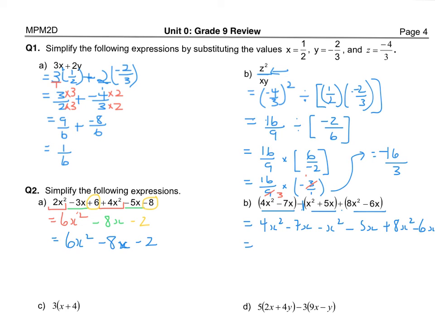All right, and then we want to collect like terms again. So my x squared terms, I've got 4x squareds. I'm going to minus an x squared, so I'm at 3x squared. But then I'm going to add 8x squared. That will give me 11x squareds. I have a minus 7x, so I'm already down 7x's, and then I go down another 5x's. That's down 12x's, and then I'm going to go down another 6x's. I'm at down 18x. And then I'm out of terms.